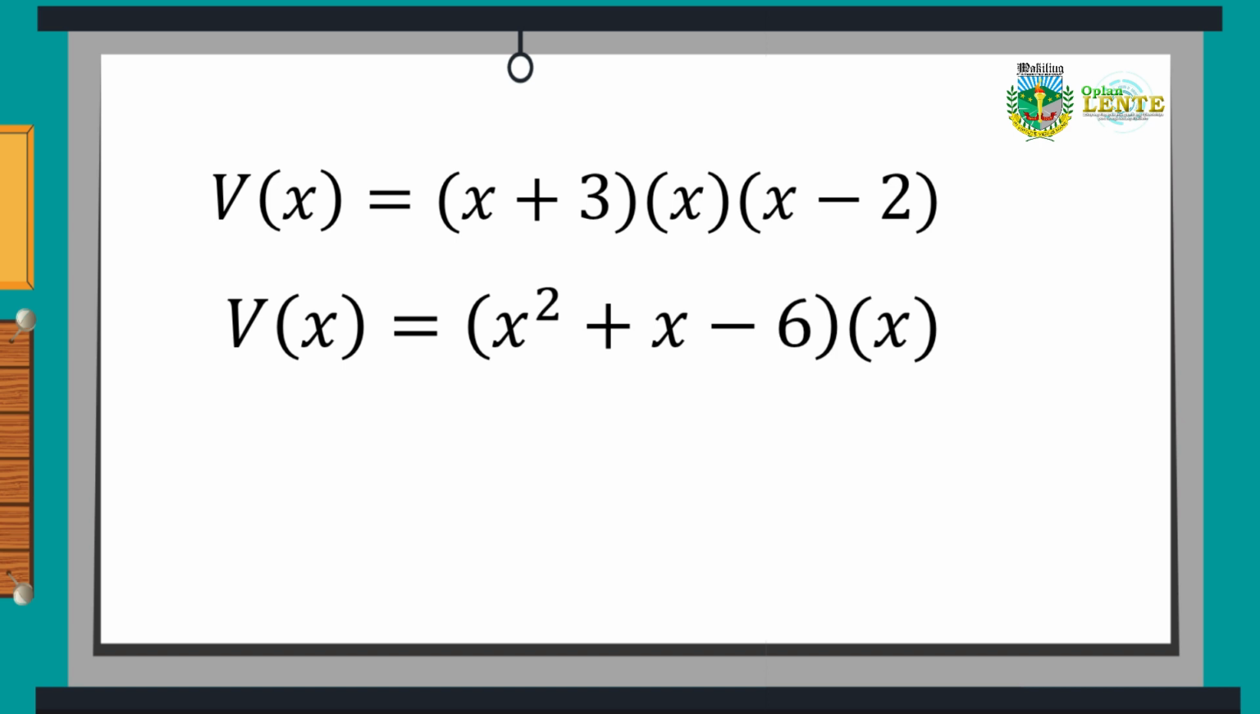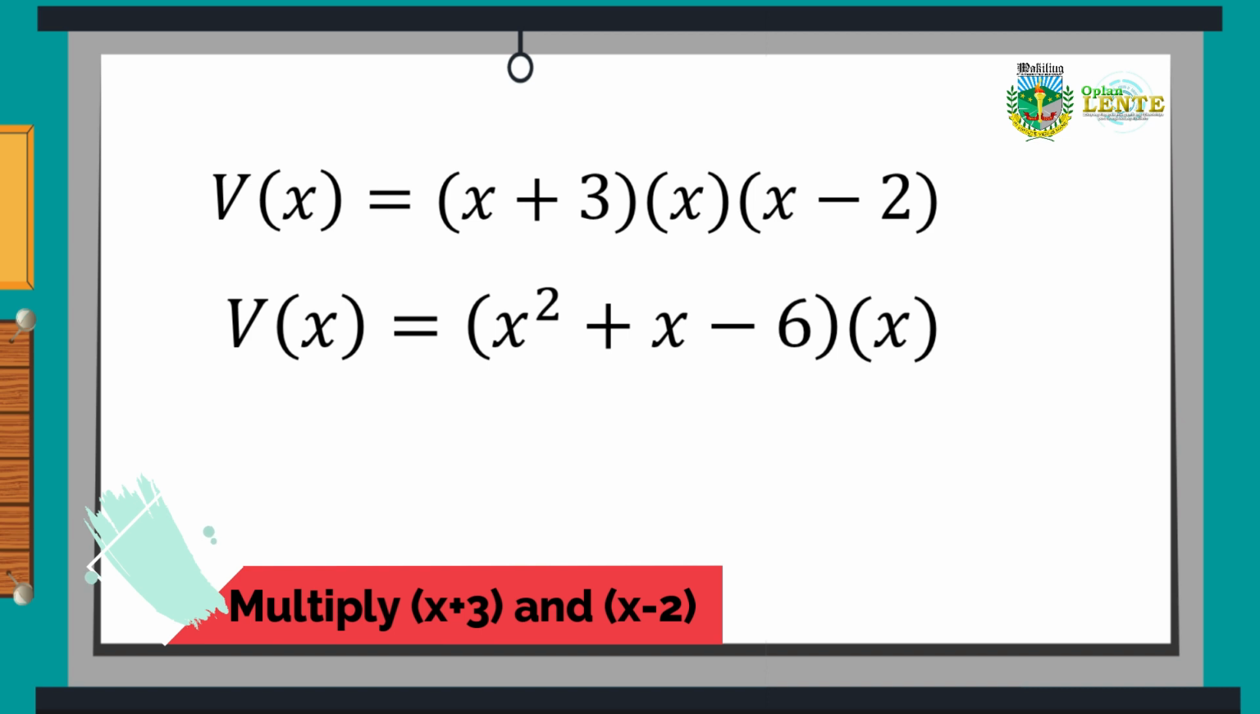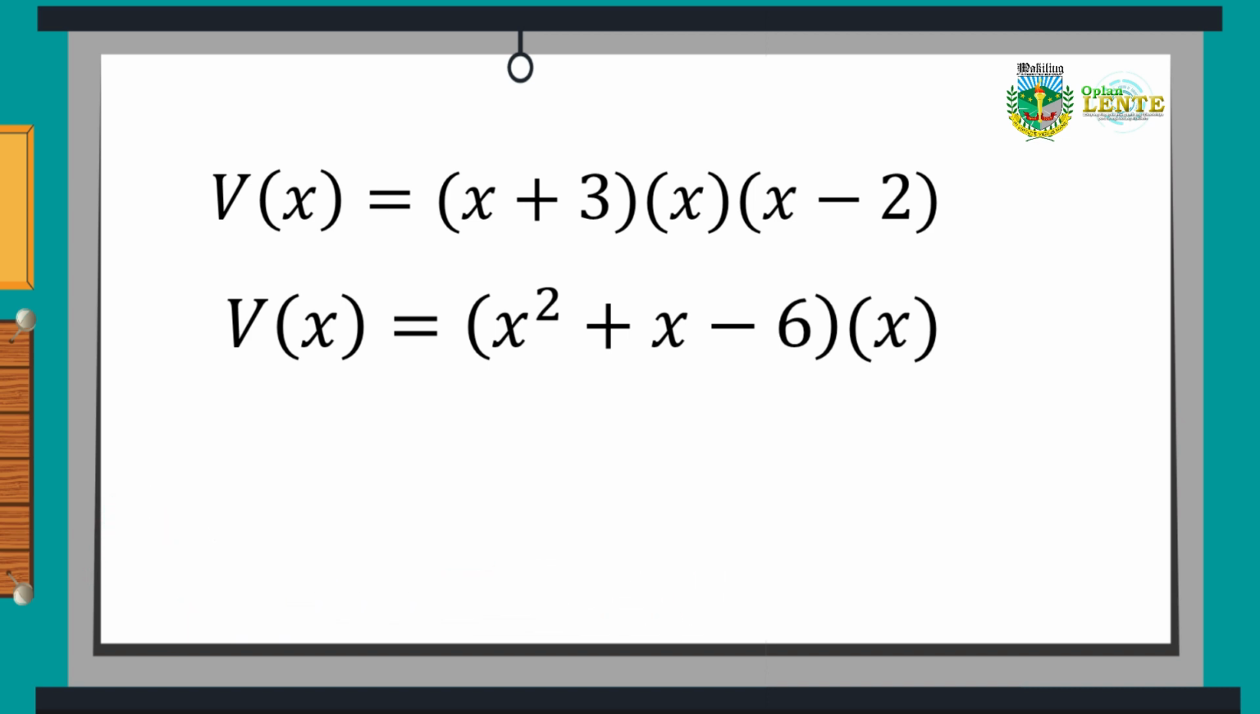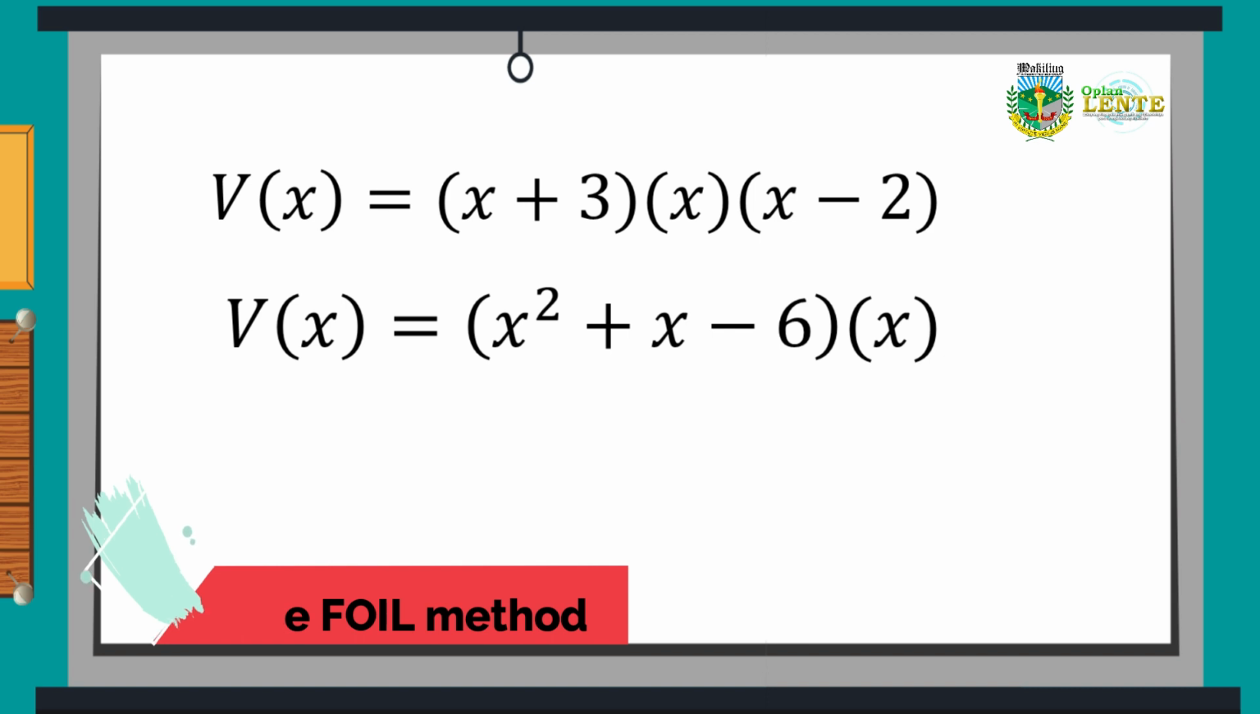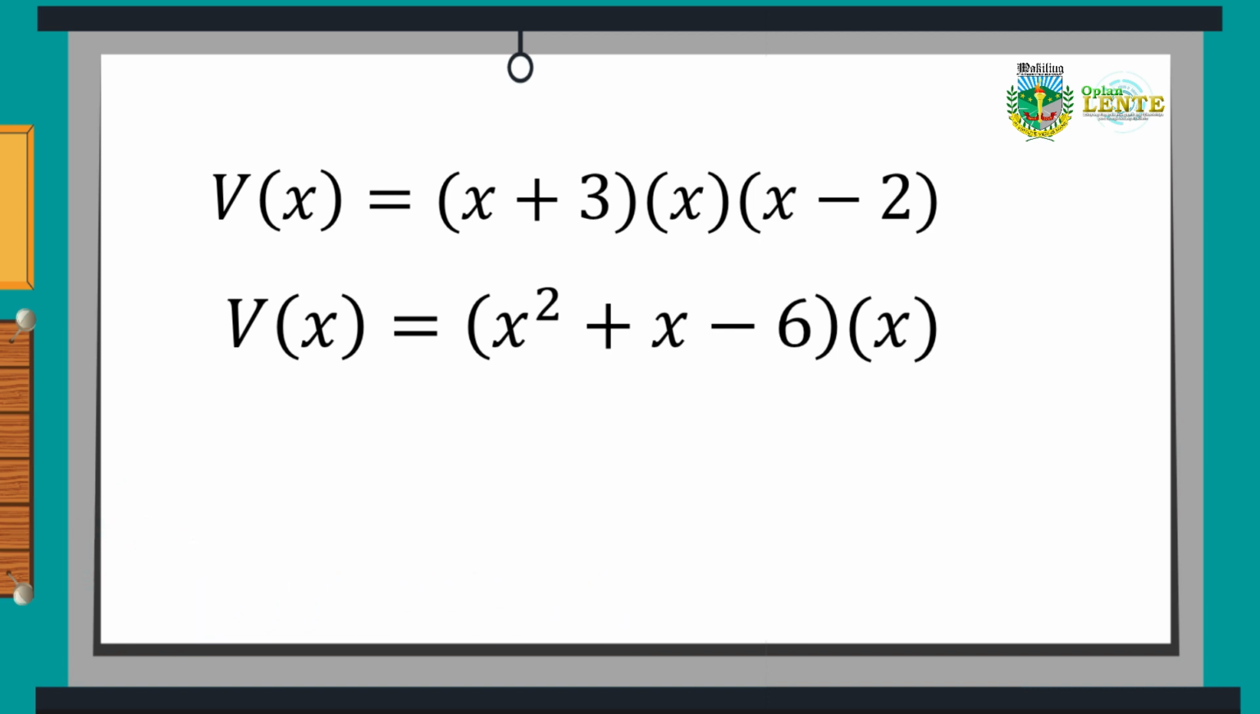Remove the parentheses. Let us multiply the quantity x plus 3 times the quantity x minus 2. But you can also multiply the quantity x plus 3 times x, or x times the quantity x minus 2. It will not affect the result. Actually, we will get a similar final product. Now, going back to the quantity x plus 3 times the quantity x minus 2, with the use of the FOIL method, we will get x squared plus x minus 6.